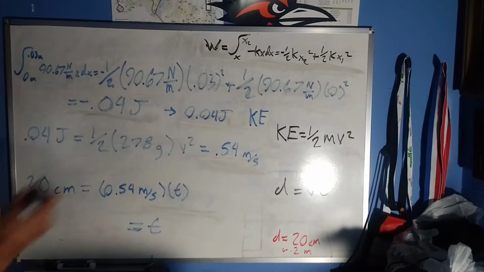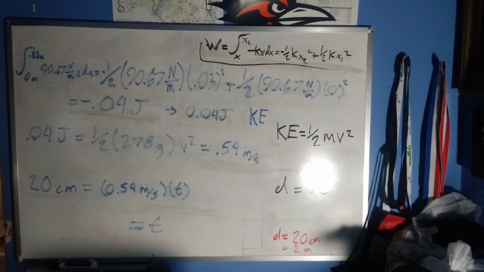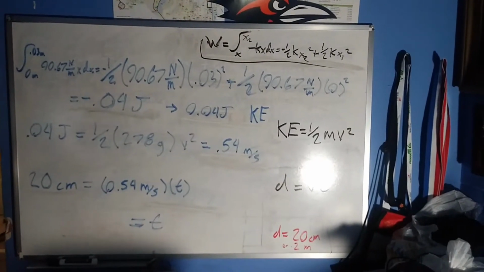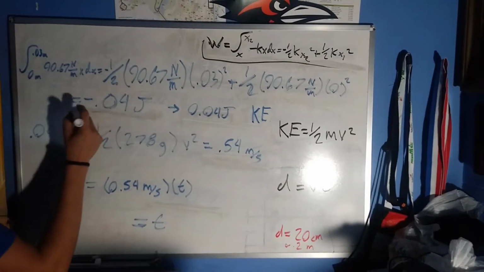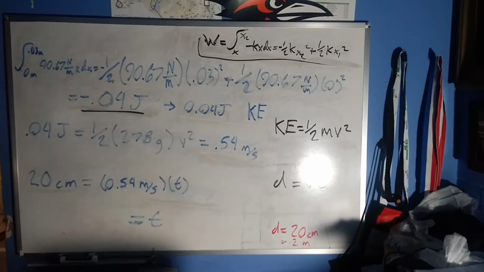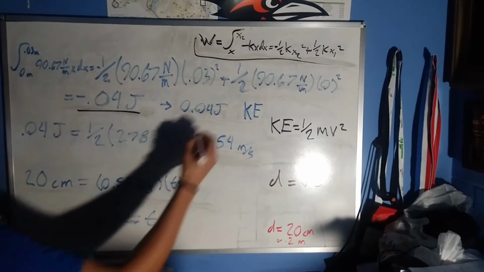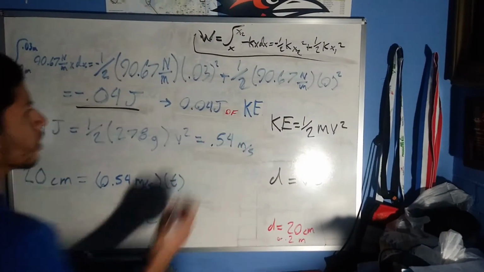By using the work formula, as well as the numbers derived from solving for Hooke's law, and inputting them into the work formula, we derive negative 0.04 joules of energy. But turning that into kinetic energy, we result in having 0.04 joules of kinetic energy.